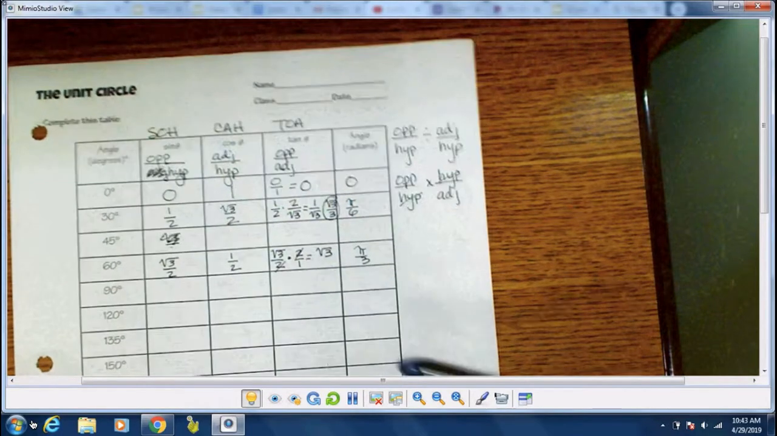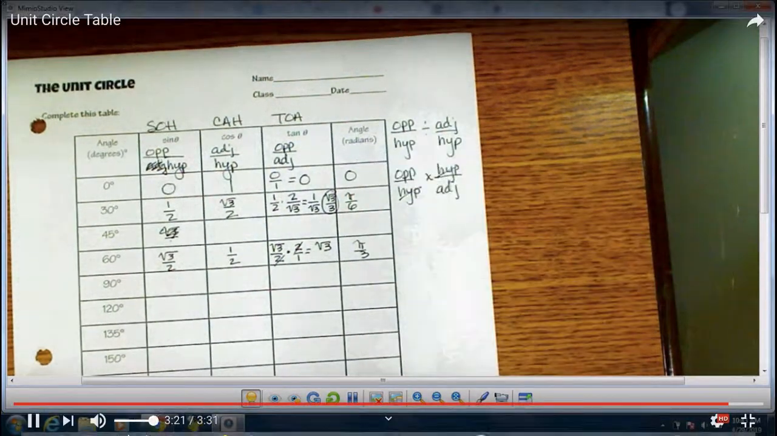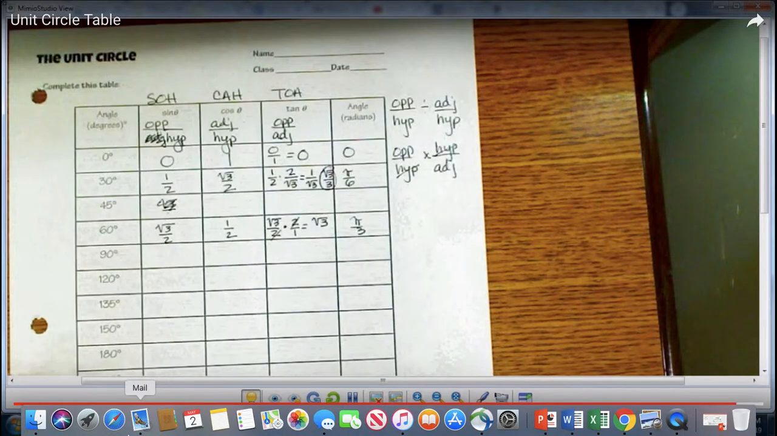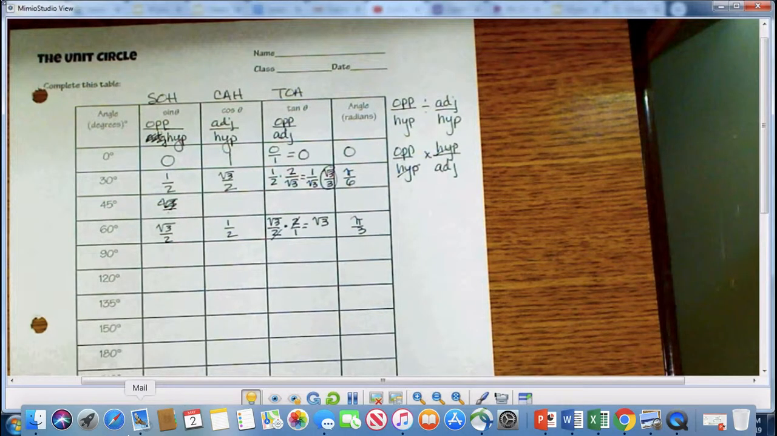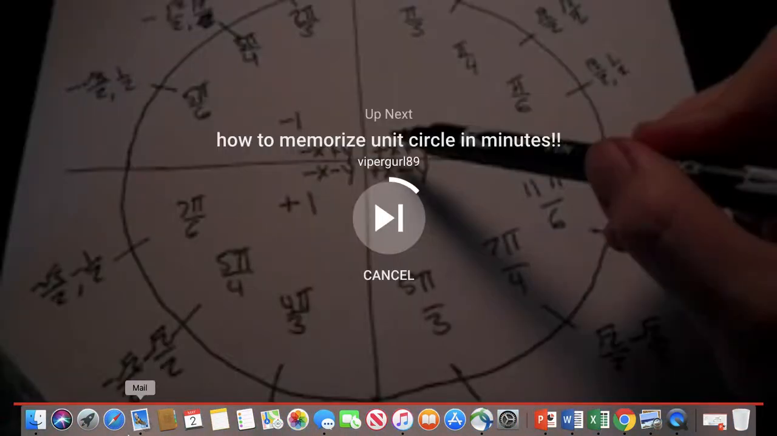So there are going to be some cases where you're going to try to divide and it will be undefined. For example, 90 degrees. Watch out for that one. So you just write undefined. Okay.